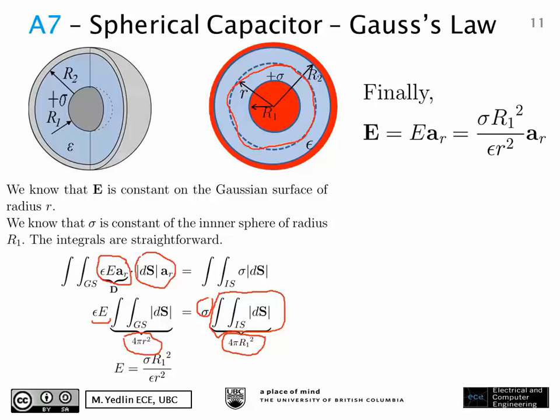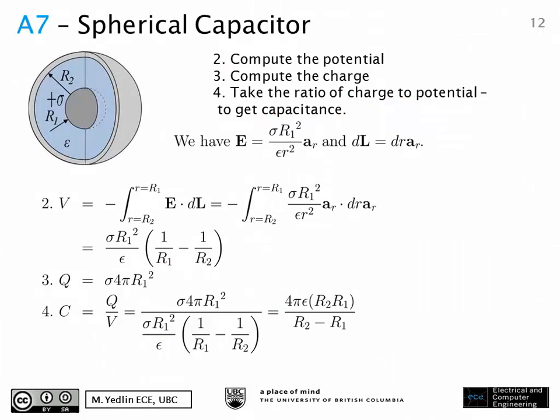Now we can solve simple algebra for the electric field constant, capital E. It's sigma r1 squared divided by epsilon little r squared. The 4 pi's have canceled out. So we get the final result. It's given right here. All right, what's the next step? We're familiar now with what to do. Calculate the potential. Do a simple line integral and then calculate the charge.